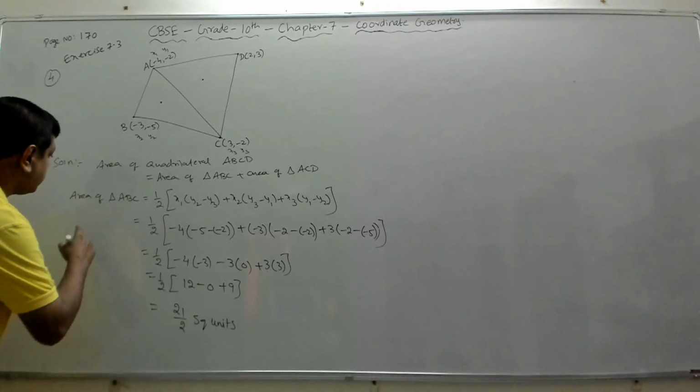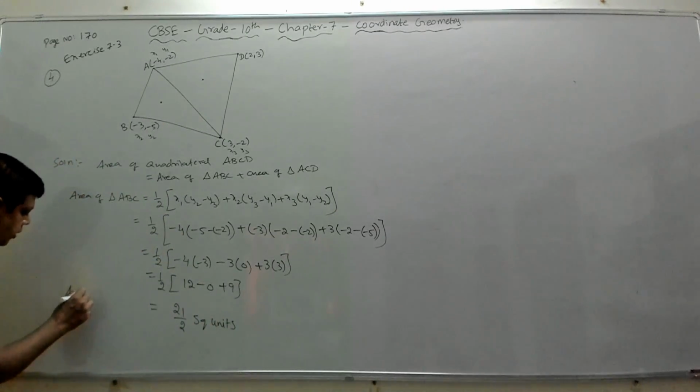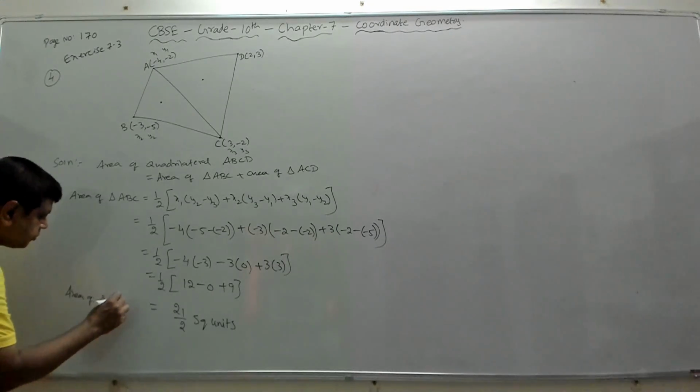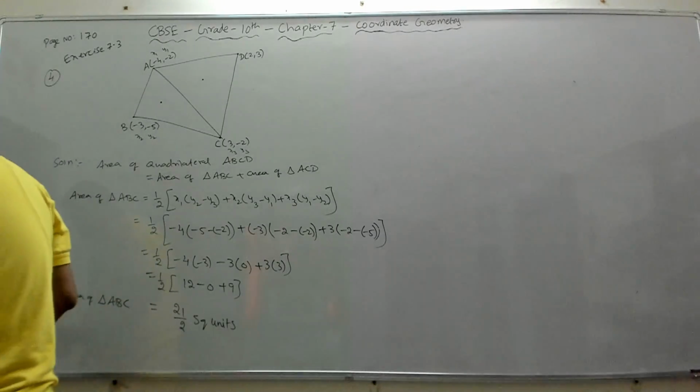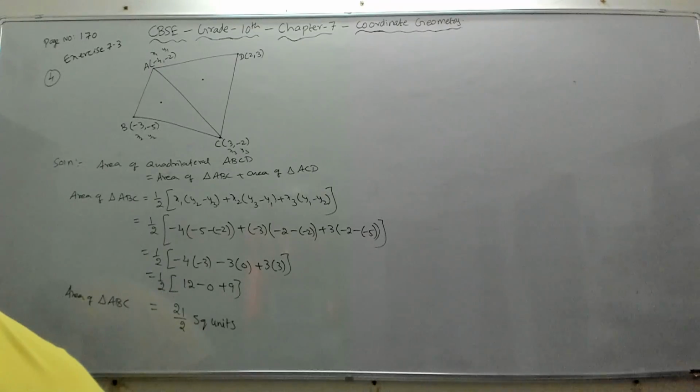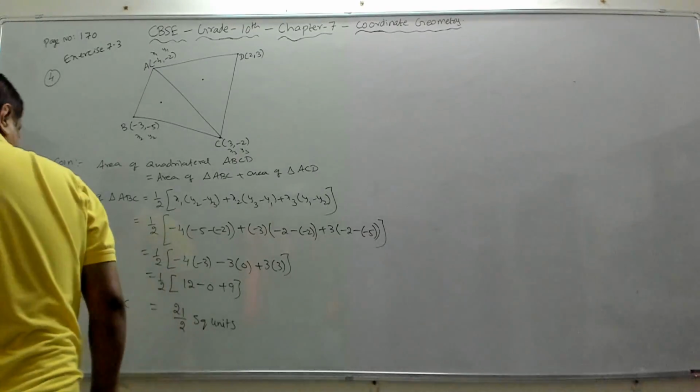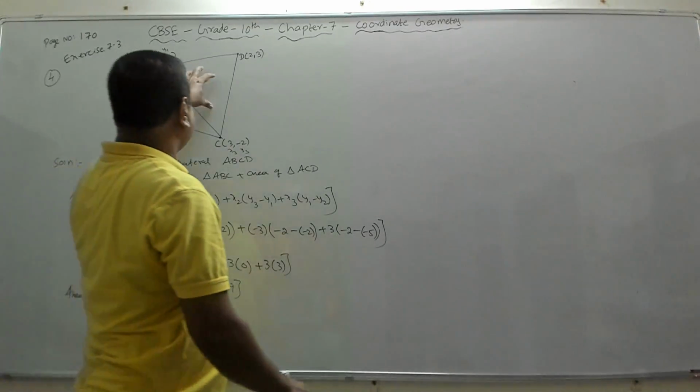21 by 2 square units, that is the area of triangle ABC. Fine. So the area of the triangle ABC is 21 by 2 square units. Now let's try to find the area of the triangle ACD.